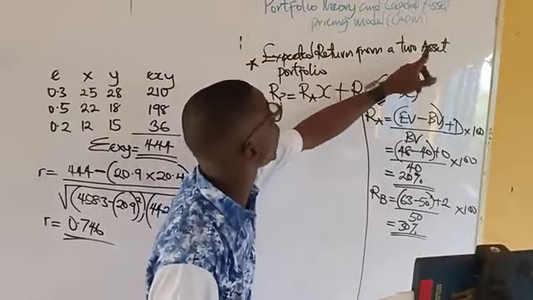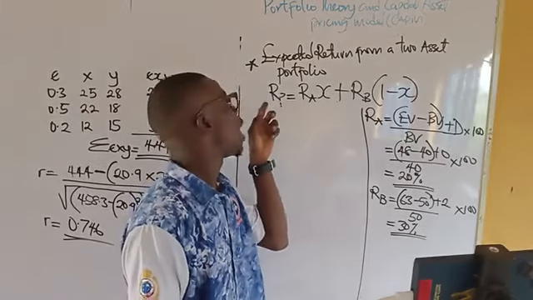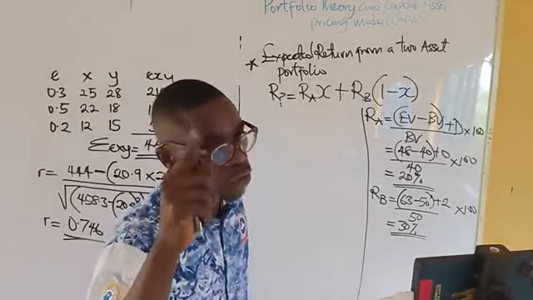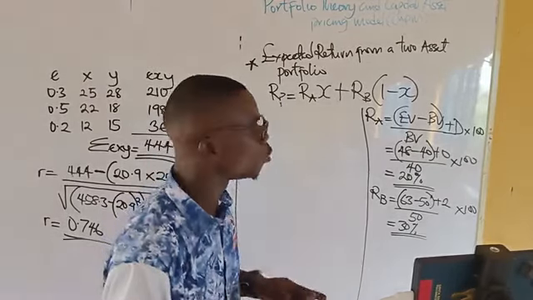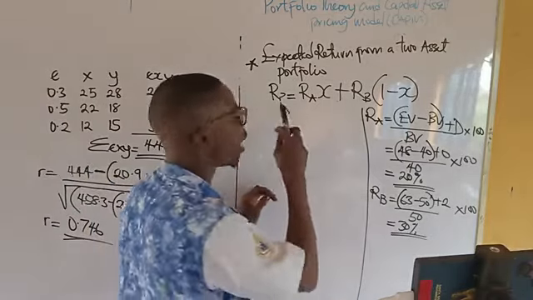So the expected return from a two asset portfolio, that's what we are calculating now. And the formula is what? Sorry, I'm repeating because I did not record on video. And I know that we don't play with videos, so that's why I'm doing it again, so that I will not offend you guys.